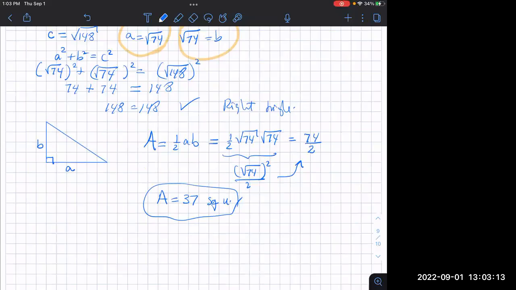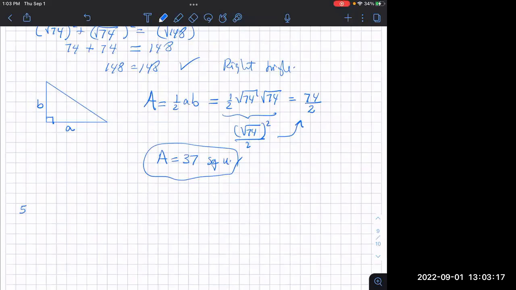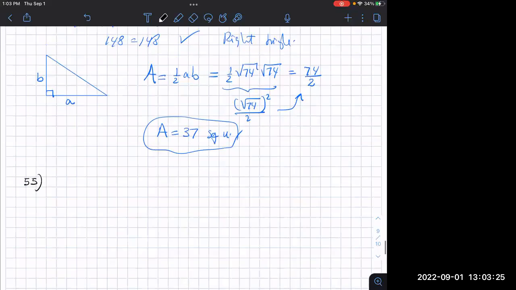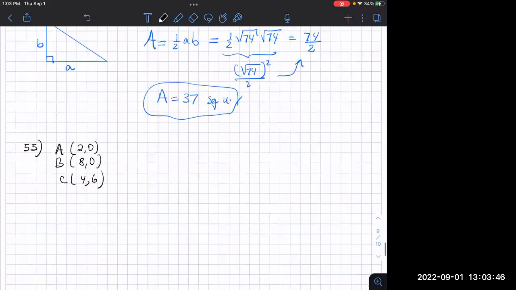It's geometry. The medians of a triangle are the line segments from each vertex to the midpoint of the opposite side. It shows us the figure, and then find the lengths of the medians of the triangle with vertices at A equals 2, 0, B equals 8, 0, and C equals 4, 6. Okay. So here we have a triangle.